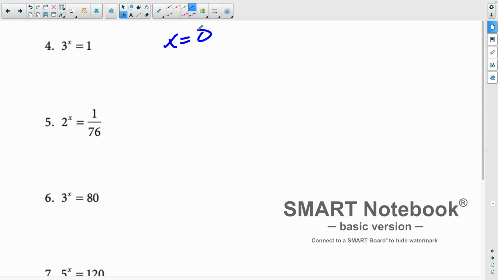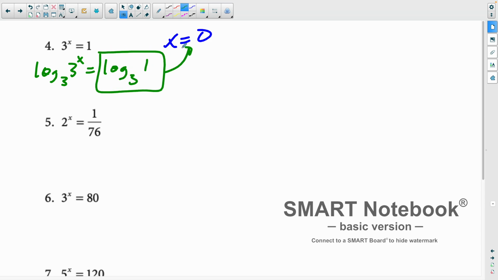Anything that you take to the power of 0, so pick any number you want, raise it to the exponent of 0, it's always going to give me 1. That's true, it doesn't matter what the base is. So if I had done this, I would have done log base 3 of 3, and log base 3 of 1, and this is what I put into my calculator, and that's what that gave me.